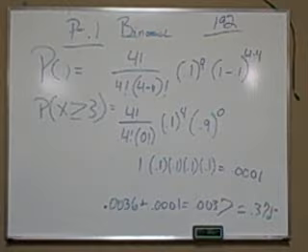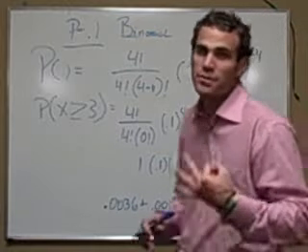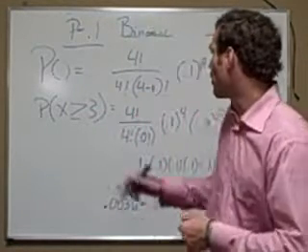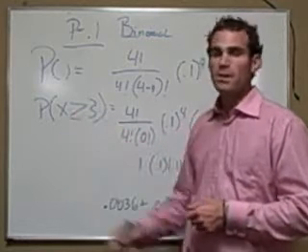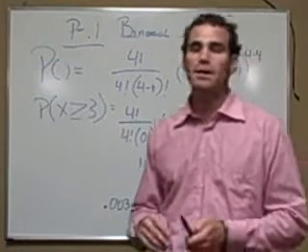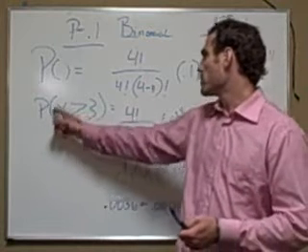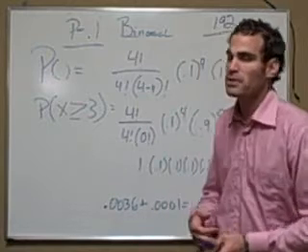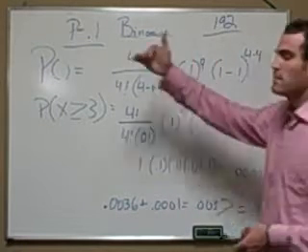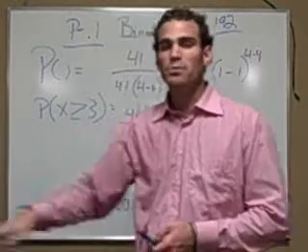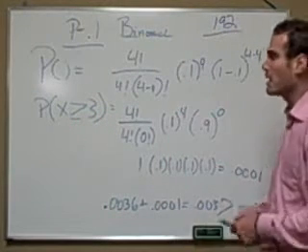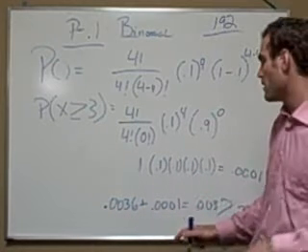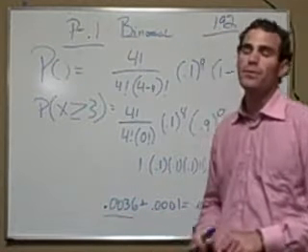If I wanted to look not only at 3 of my patients going into remission, but at least 3, or greater or equal to 3, meaning the probability that X was greater or equal to 3, so it could be 3 or it could be 4 of my patients going into remission. Again, this is on page 192 with a different application, but the exact same mathematics. So I've already figured out the probability of exactly 3 would be 0.0036.